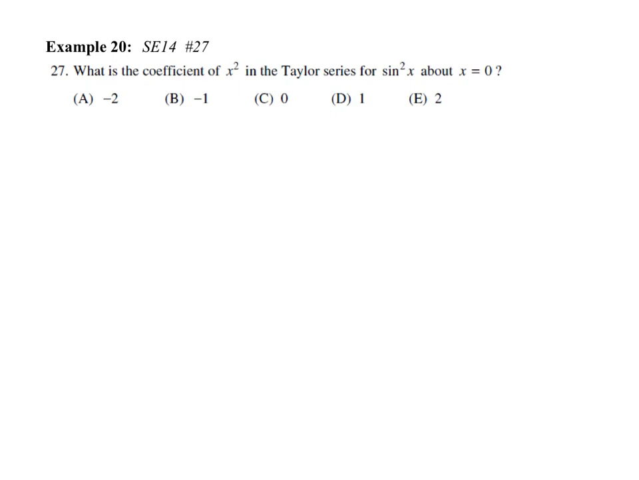For example 20, it's asking for the coefficient of x squared in the Taylor series for sine squared of x about x. There's a couple ways you could do this. We do know what sine of x is, and so we could utilize our definition. I think an easier way possibly is to just think about the general term. So when you're looking at a Taylor series centered at 0, your general term for the x squared coefficient would be basically the second derivative divided by 2 factorial.